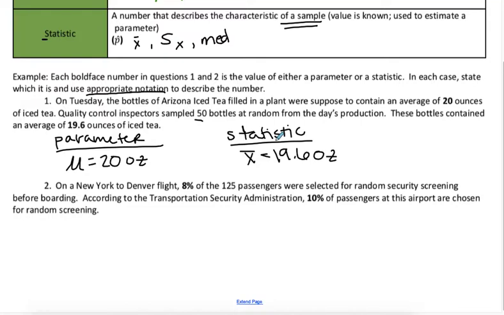Our machine is not giving everybody enough Arizona iced tea. That's what we're going to start analyzing next semester.